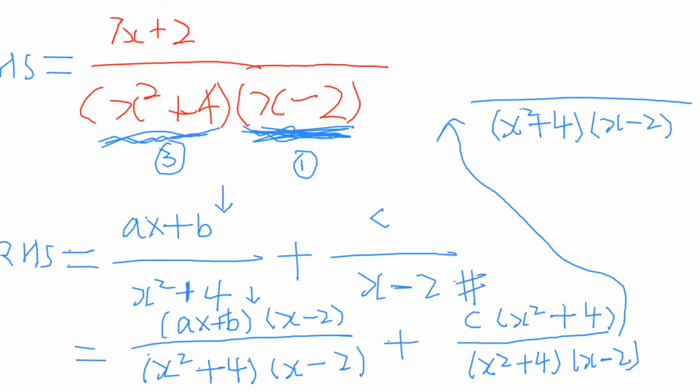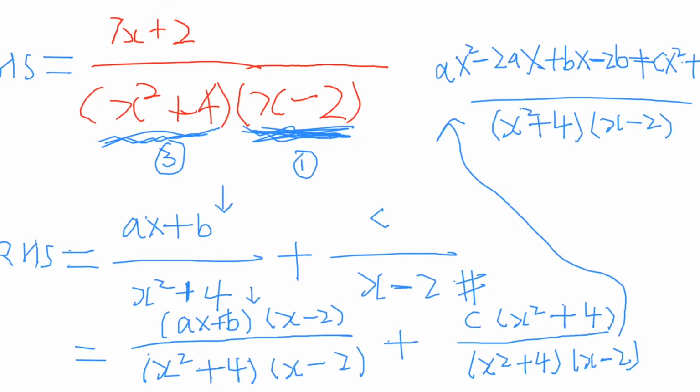So what you get is ax squared minus 2ax, then you have plus bx, and then minus 2b. That is from your first term. Now I need to get this other part out. So it's cx squared plus 4c.